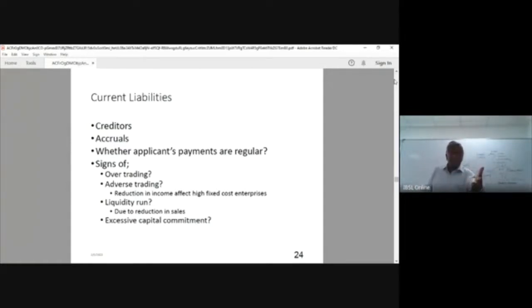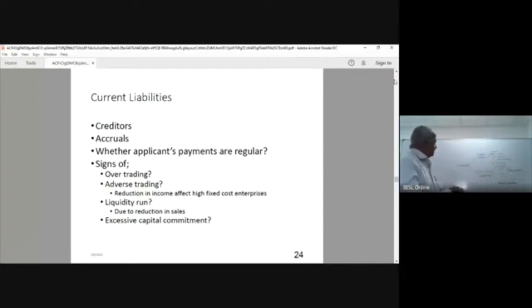Similarly, liquidity run due to reduction in sales. Then adverse trading, reduction in income after high fixed cost. So fixed cost is very high, variable cost may be there, and the sales are unable to meet the fixed cost. So obviously there is a loss of income, reduced income. That we call adverse trading, and that also will lead to a liquidity crisis.